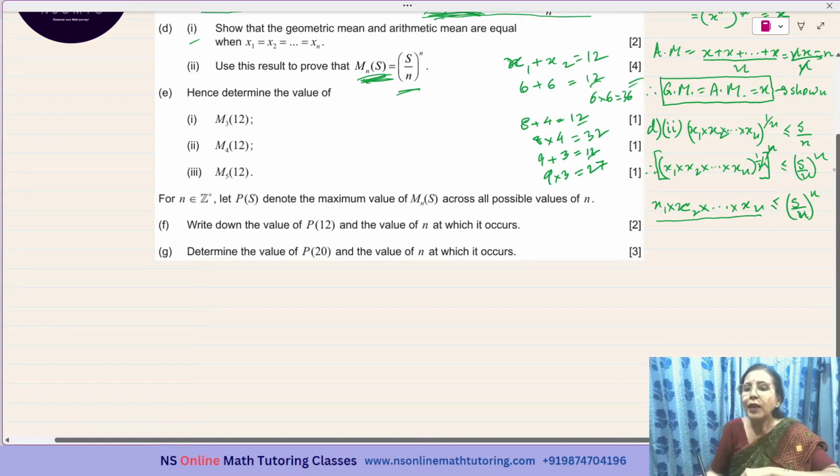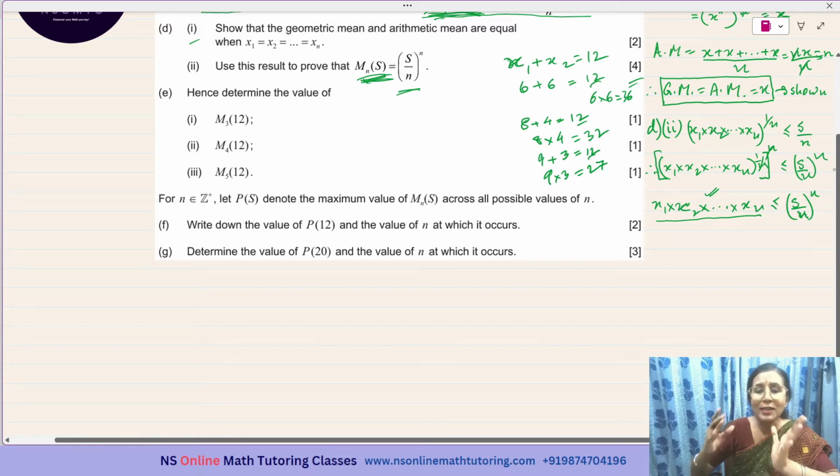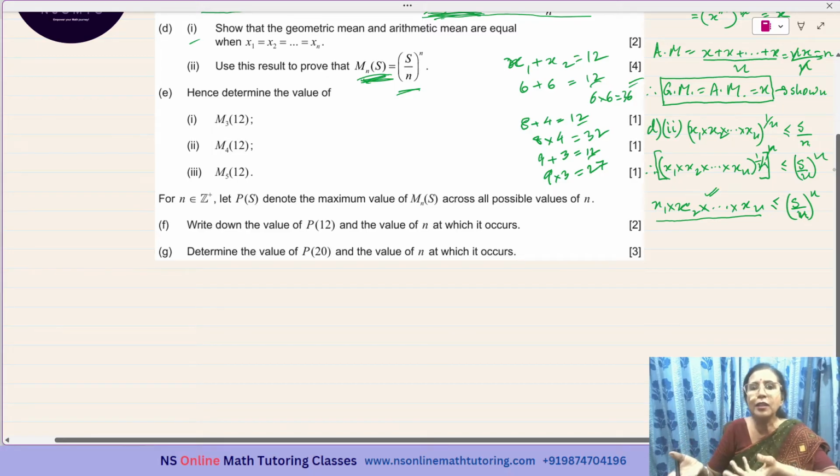Okay. So we are seeing that this portion, the left hand side, is either less than or equal to. So the maximum product will be equal to. For other products, each of them will be less than. Only the maximum product will be equal to the right hand side. And what is the maximum product? The maximum product is Mn of s. So Mn of s should be equal to s over n whole raised to the power of n. Okay.